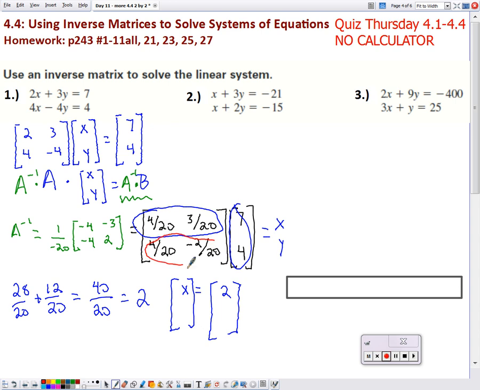Second row, first column. So 4/20 times 7 again is 28/20. Negative 2/20 times 4 is going to be negative 8/20. Hey, guess what? Common denominators. 28 minus 8 is 20. And 20 over 20 is 1. And that means that y is 1. Awesome.